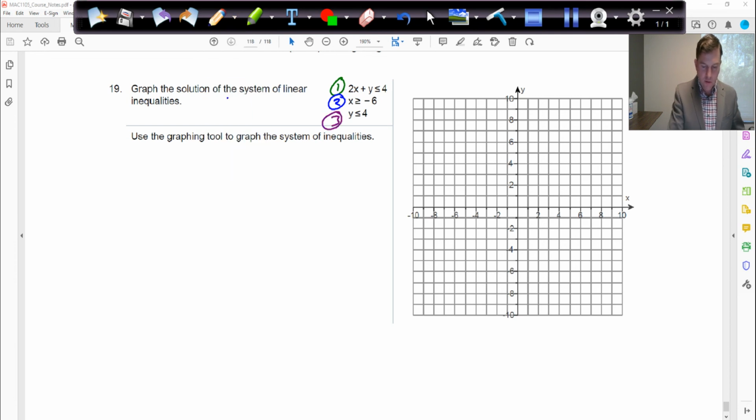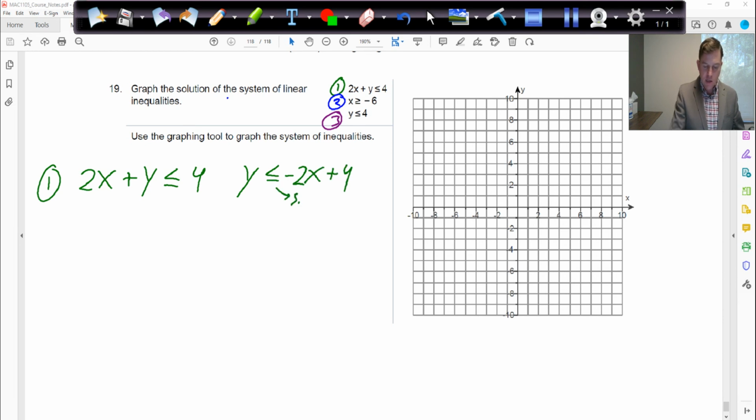Okay, so let's start with 1. We have 2x plus y has to be less than or equal to 4. Subtract 2x from both sides. Y has to be less than or equal to minus 2x plus 4. This is going to be solid, and we're going to shade below it.